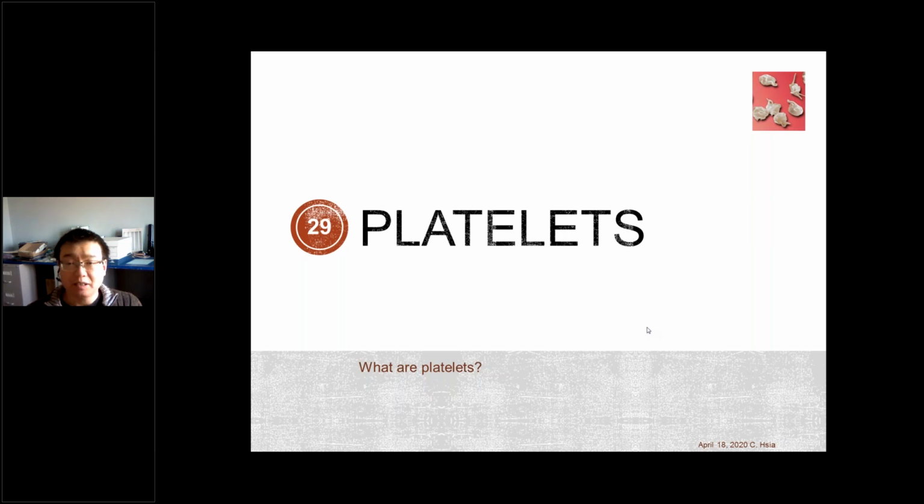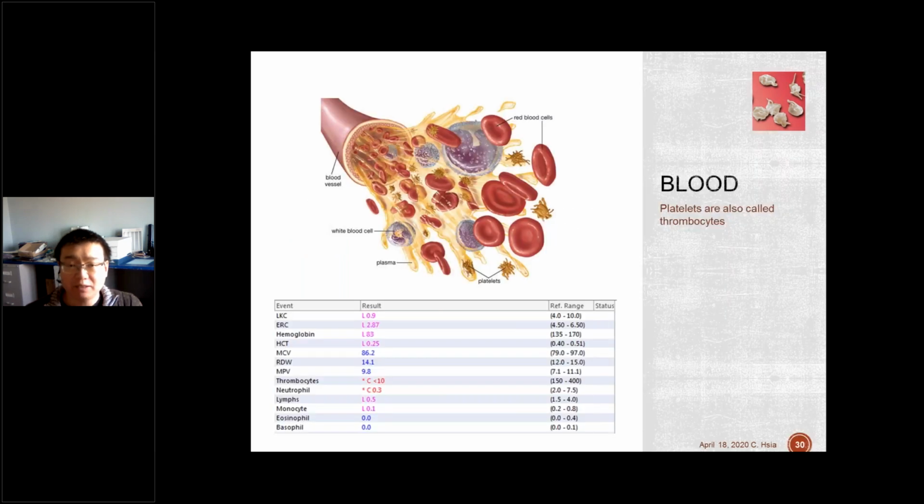For platelets, so again, the main constituents of blood are white blood cells, red blood cells, and platelets. And platelets, again, have a different name. One different name that it is given is called thrombocytes. Sometimes we write platelets as PLT here. There's no short form that they put in here, but thrombocytes is another way of saying platelets.